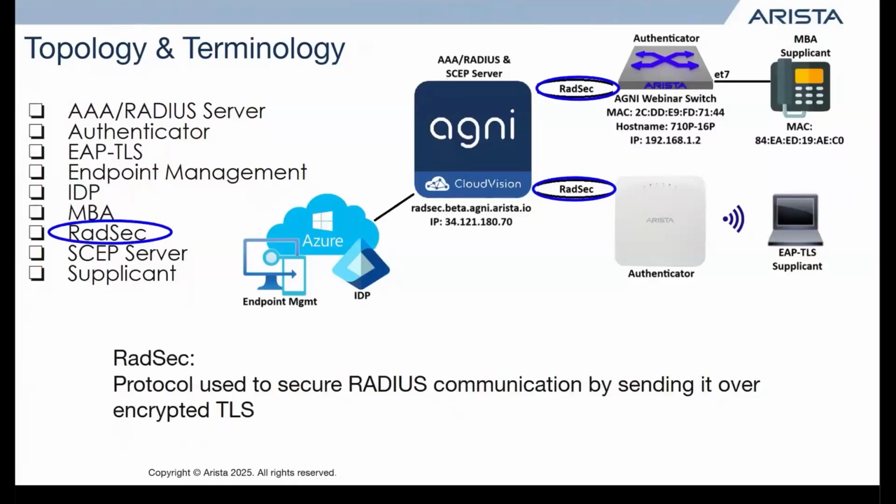RadSec, or Radius over TLS, is a protocol designed to secure the communication of Radius messages by encapsulating them within an encrypted TLS tunnel, adding a layer of robust security to the traditional Radius protocol. This allows the on-prem authenticators to pass Radius traffic to the AGNI cloud instance in a secure, encrypted manner.